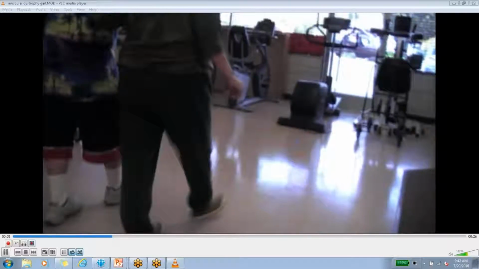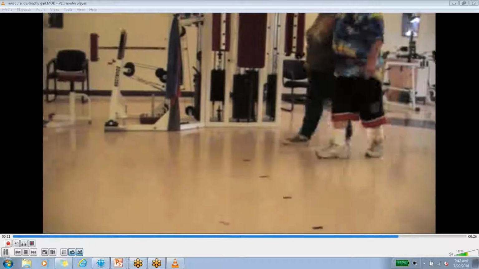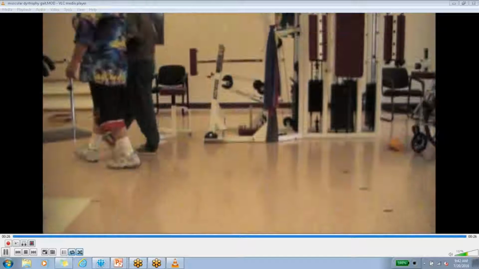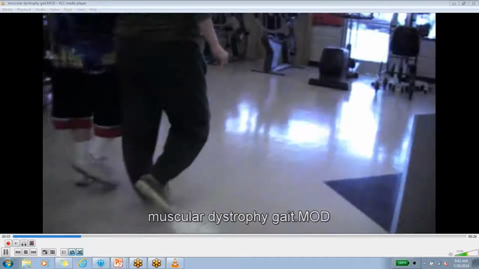Now, because she has muscular dystrophy, you guys may or may not know this, but do muscular dystrophy patients have sensory deficits? Do you guys know the answer to that? No, they don't. They have muscular dystrophy. They don't have cord problems. They don't have sensory problems.